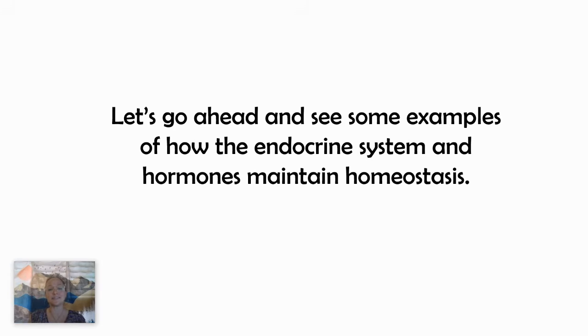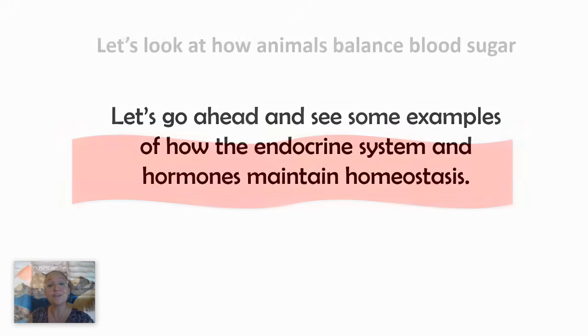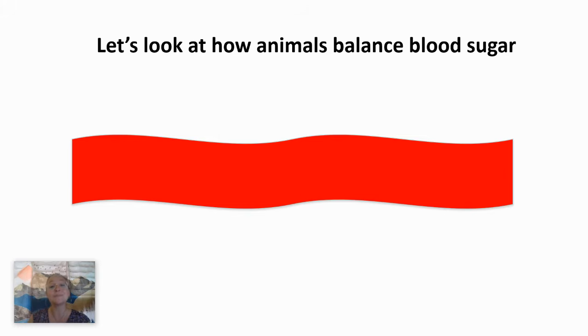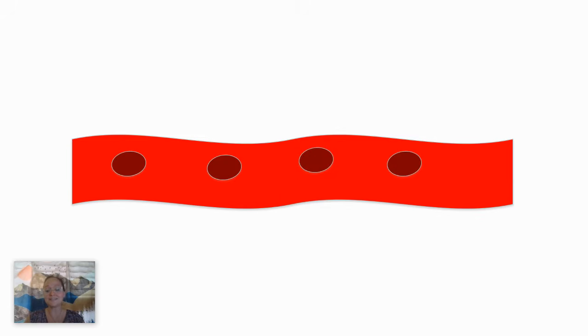Okay, so let's go ahead and see how our endocrine system helps us to maintain homeostasis or constant internal conditions. So our first example we're going to look at is blood sugar or blood glucose levels. So flowing in our blood, we have glucose and red blood cells, white blood cells, etc. In our blood, we try to maintain a constant level of blood sugar. We call this the set point.